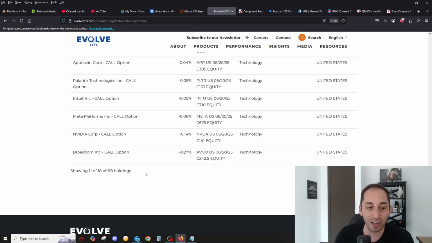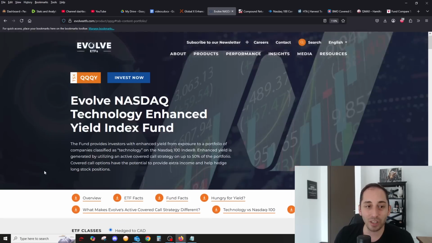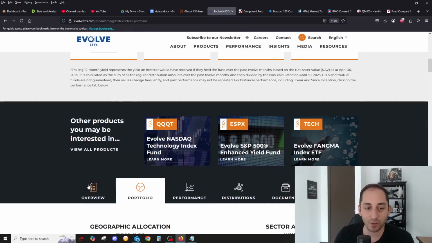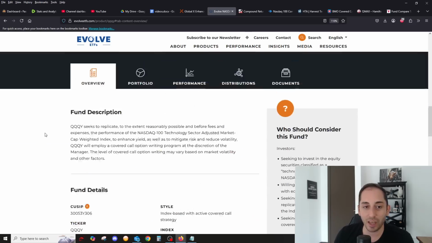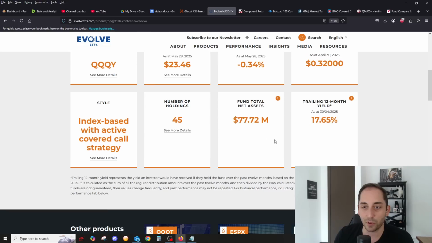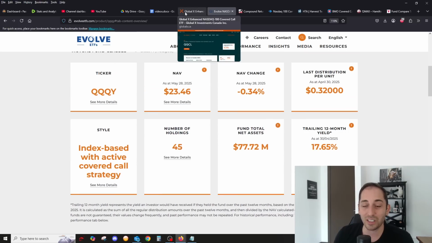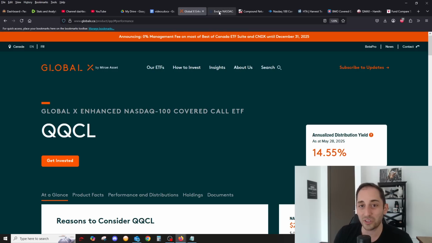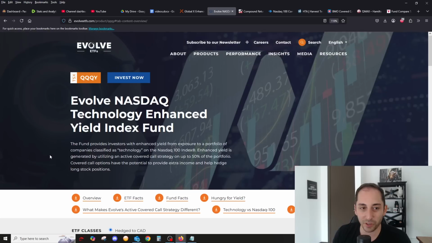So this one has no leverage, guys, and the yield, sorry, I know I'm scrolling a lot. I have OCD, so I kind of move my mouse a lot. But this one has no leverage, and the current yield is approximately 17.65%. So it's actually higher. It's about 2% higher than QQCL, even without the 25% leverage, which is pretty impressive. So that's really the differences.